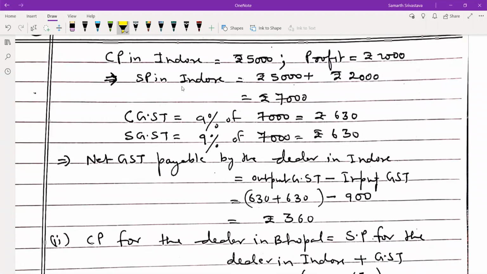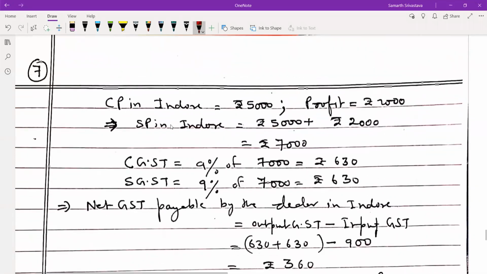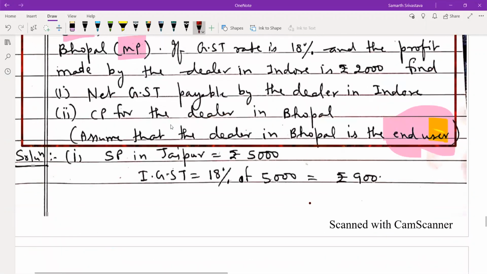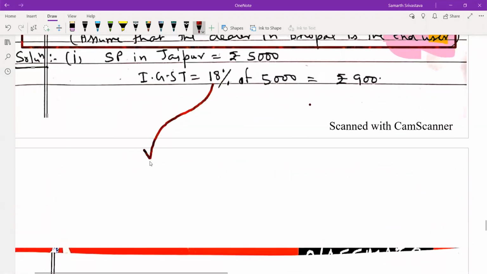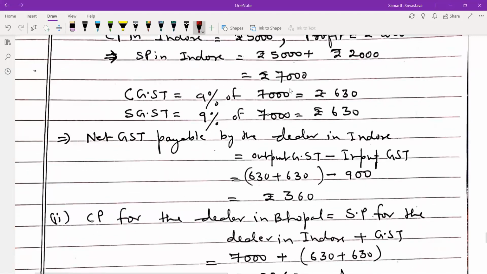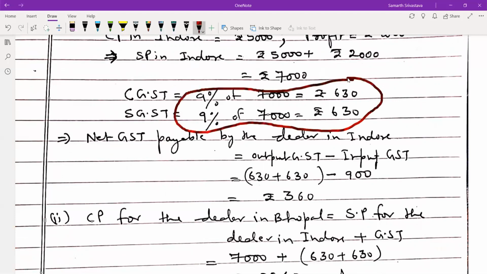Now SP in Indore will be what? 5,000 plus 2,000, that is 7,000 rupees. Because Indore and Bhopal are in the same state, obviously it is the case of intra-state. So that 18% rate of GST will be divided equally among CGST and SGST. That is 9% each. 9% of 7,000 will be CGST, and 9% of 7,000 will be SGST also, and they both will be equal to 630 rupees.